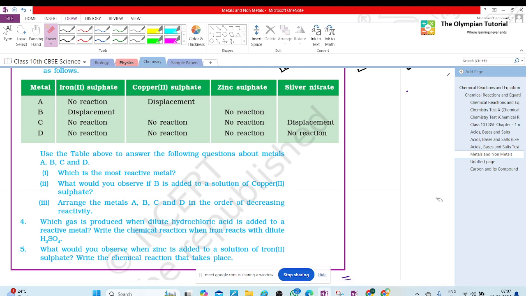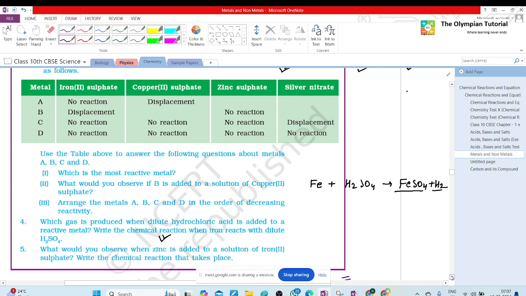Write a chemical reaction when iron reacts with dilute H2SO4. Give proper reaction. Metal with acid gives salt and hydrogen gas. So any metal you can take here. They said iron, so sorry. Iron plus H2SO4 gives FeSO4 plus H2. Here this is iron sulfate. Yes, it is salt, iron sulfate, and hydrogen gas.